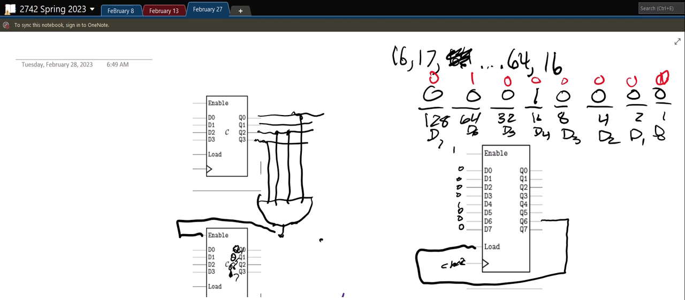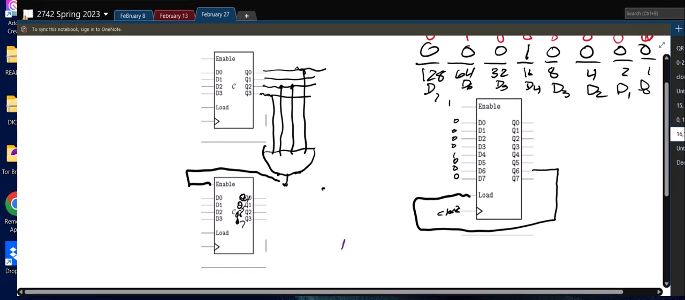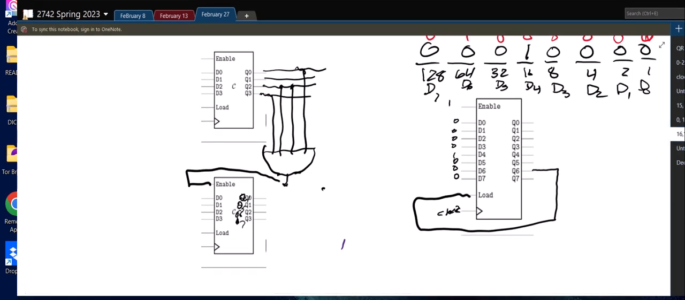Okay, and then how do we do that with the two 4-bit counters? Well, same way, we've already strung them together to make our 8-bit counter. So we want to load a 1 on D4. So this is 0, 1, 2, 3. This continues here, 4, 5, 6, 7. So we'll load a 1 here.